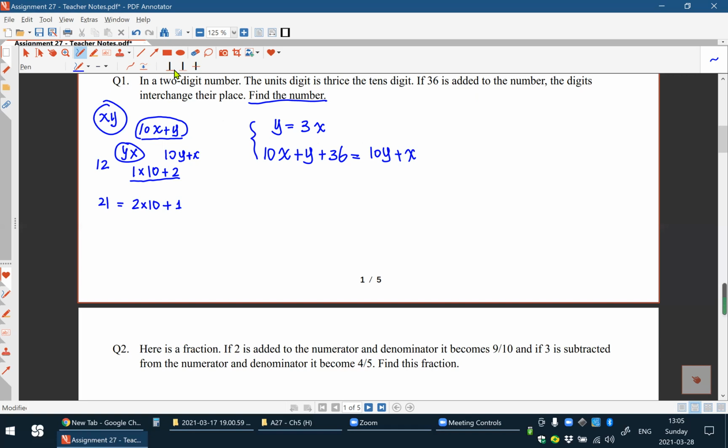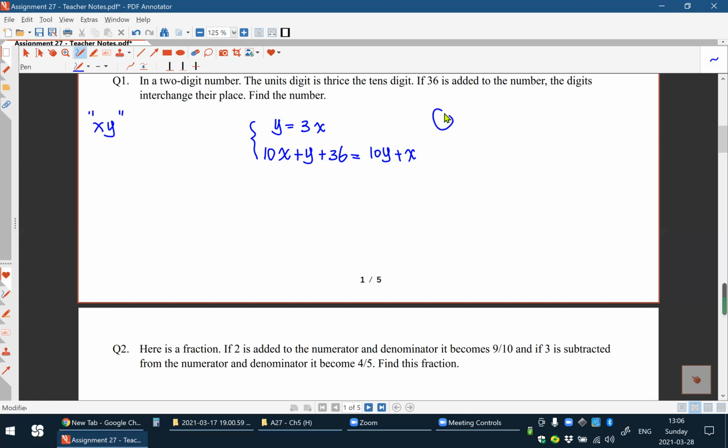So we have these two pieces of information, and we should be able to solve x and y: two variables, two equations. Let's label these with number 1 and number 2. We can put number 1 into number 2 to solve x and y. So y is 3x, and number 2 becomes 10x plus 36 equals 10 times y, which is 30x, plus x.